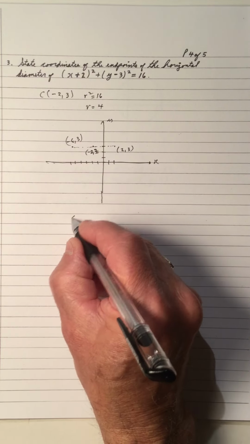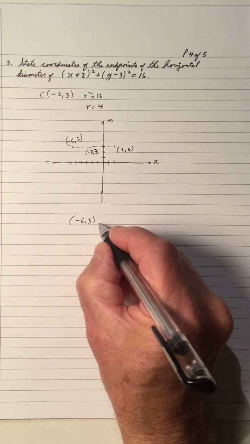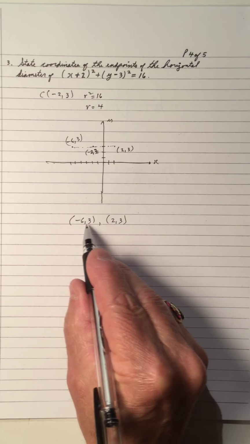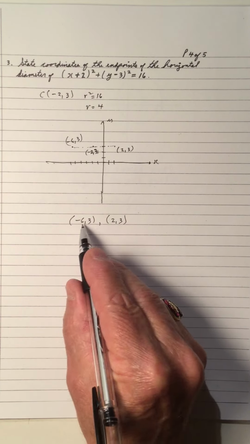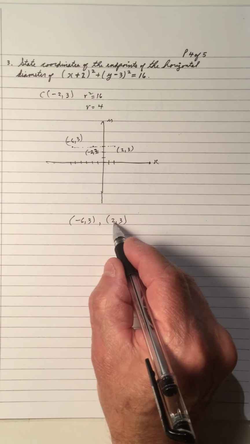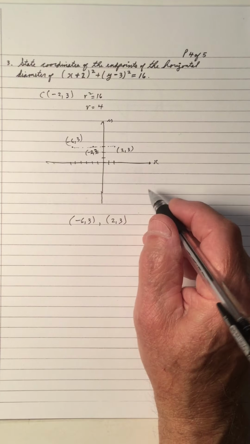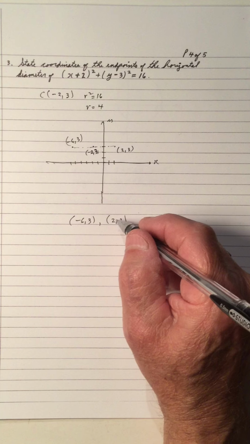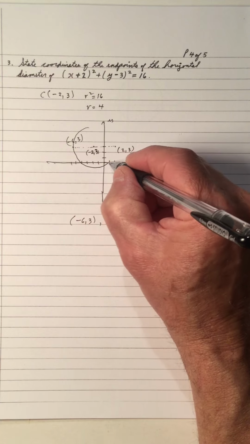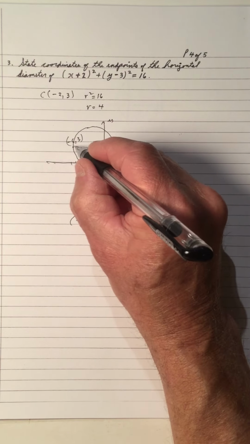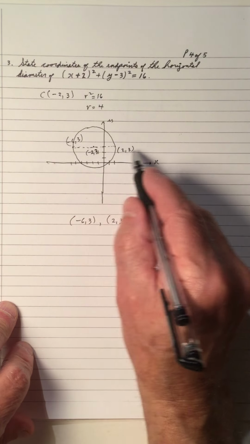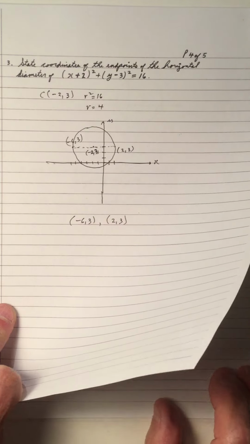So the coordinates of the endpoints: one endpoint is (-6, 3), and the other endpoint is (2, 3). And notice the midpoint of -6 and 2 in the middle is -2. If you add these up, you get -4, and -4 divided by 2 is -2. So those are the endpoints of the horizontal diameter. And again, as you can see, the circle is doing this, and that's the horizontal diameter. And notice on a horizontal line, the y values are the same. The x's change.